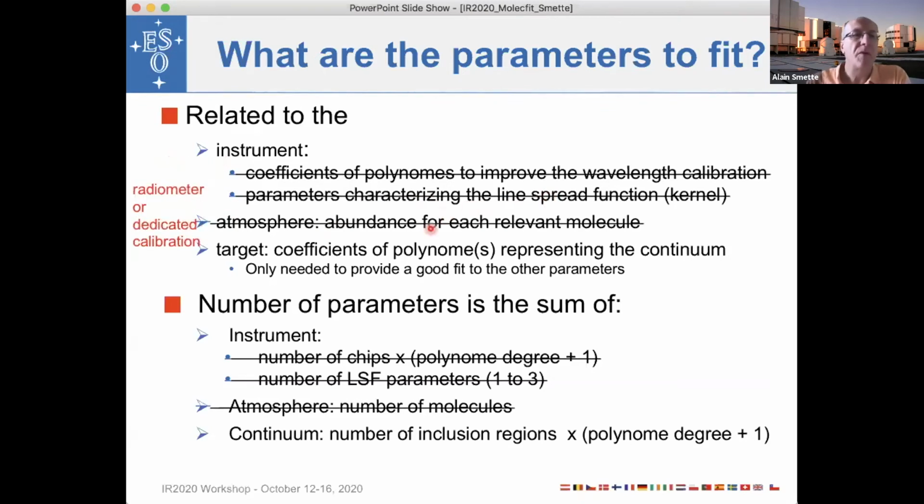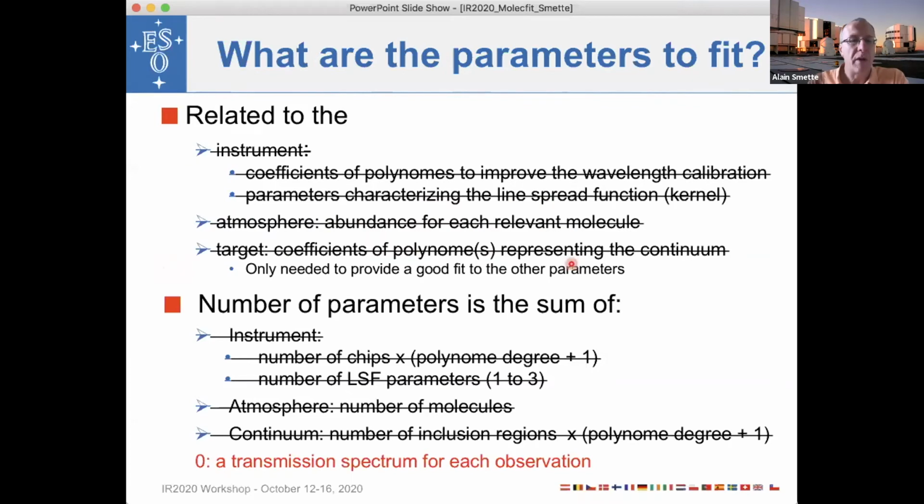If we manage to get the abundance for each relevant molecule, for example using a radiometer to determine the water vapor, or through dedicated calibrations in the case of molecules that vary slowly in abundance, then we don't have to fit these parameters. If we don't have these parameters to fit, then actually we don't need to fit the continuum itself. And in this case, we can indeed have a transmission spectrum obtained for each observation.